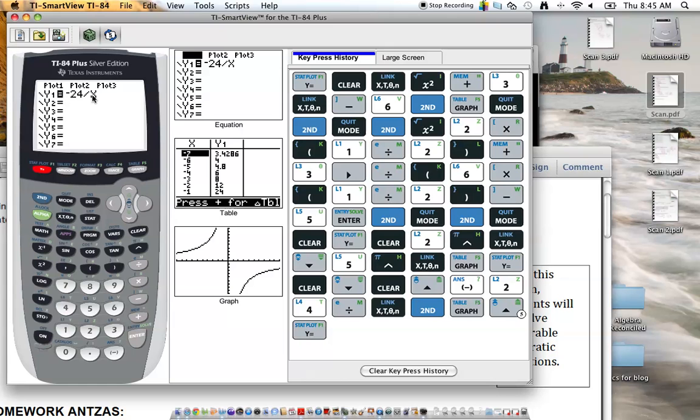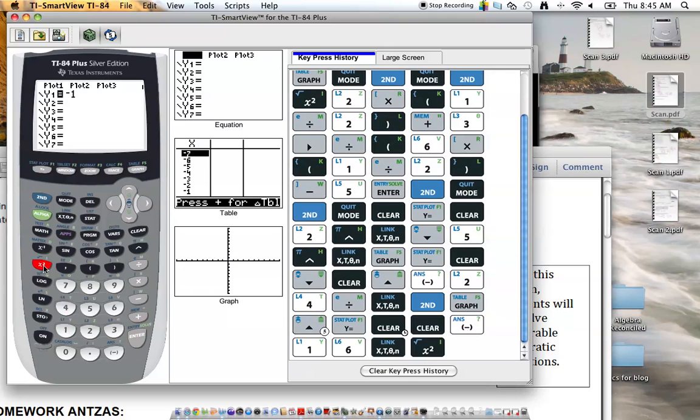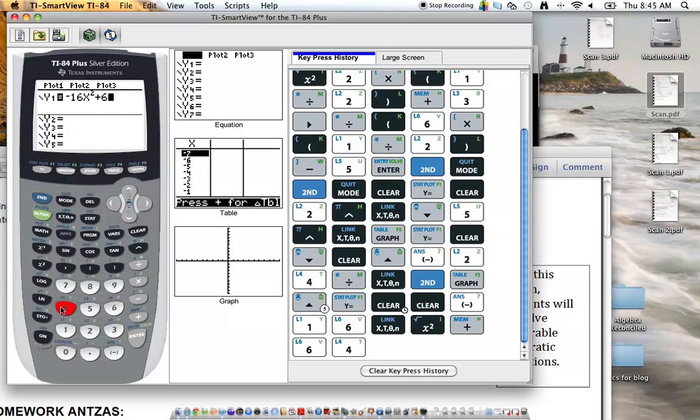If you tried graphing it, you were doing the right idea. Oh, no, hold it, we're gonna clear this. What is this function again that we're doing? Negative 16t squared plus 64t? Okay, ready? Negative 16t squared plus 64t.